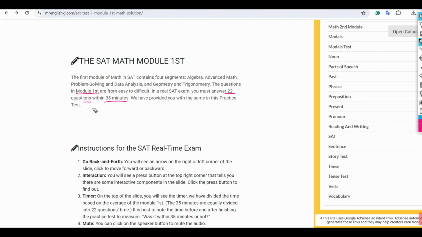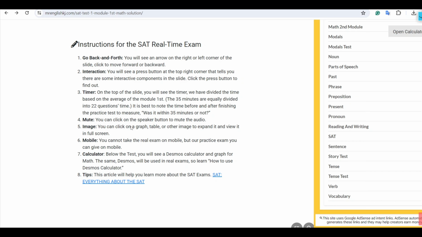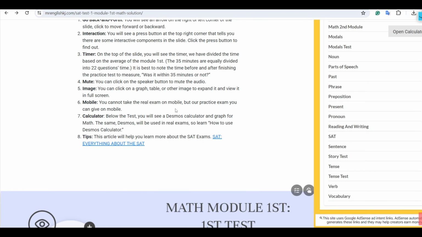And the important part is it's going to be easy to difficult, meaning the earlier questions are going to be easy and then the level of difficulty will increase. It's an important thing. Now take a look at the instructions. You can read that in my blog when you click on the link in the description.